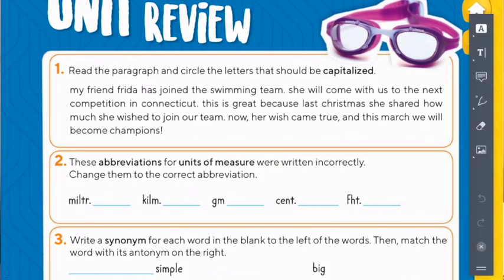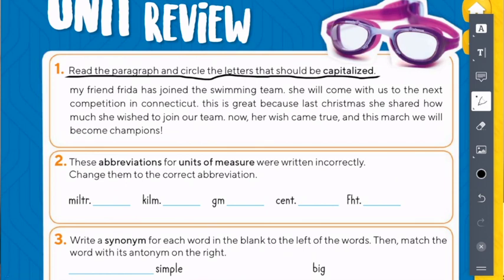Let's read together number 1. Read the paragraph and circle the letters that should be capitalized. I'm going to help you a little bit. Let's read the paragraph. My friend Frida has joined the swimming team. She will come with us to the next competition in Connecticut. This is great because last Christmas she shared how much she wished to join our team. Now her wish came true, and this match we will become champions.